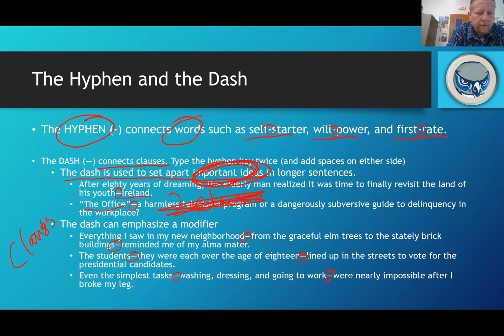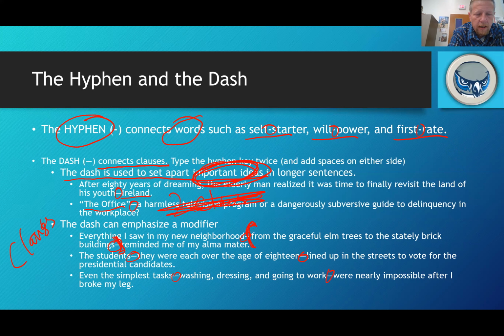Or now you have, dash can emphasize a modifier. Everything I saw in my neighborhood, you could also use parentheses here, from the graceful elm trees to the stately brick buildings, you can either close parentheses or use two dashes to separate them, reminding me of my alma mater. Because if we talk about meat and potatoes, the true sentence is, everything I saw reminded me of my alma mater. Everything else is just extra words, but we want them there because that's good writing, right? So we use parentheses or we use dashes to set apart clauses.